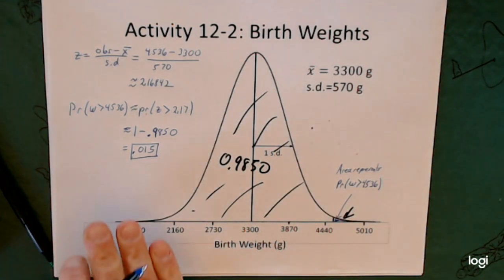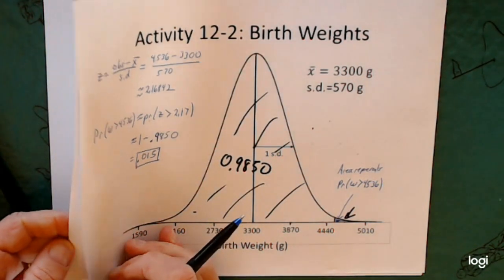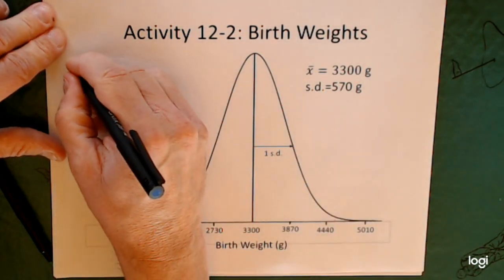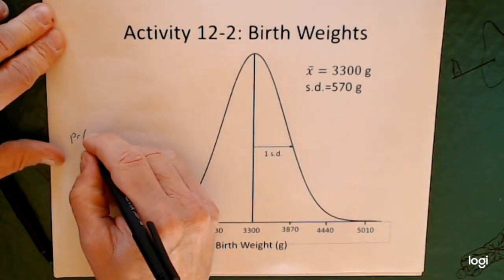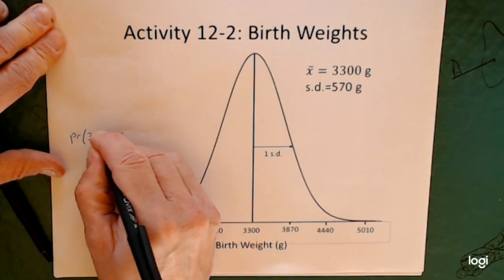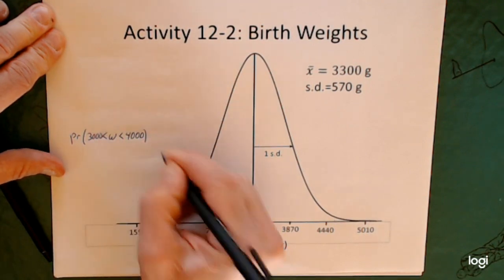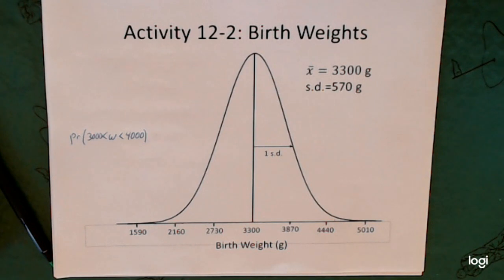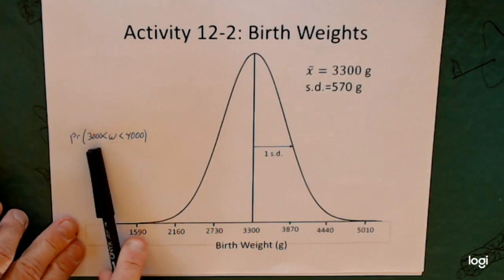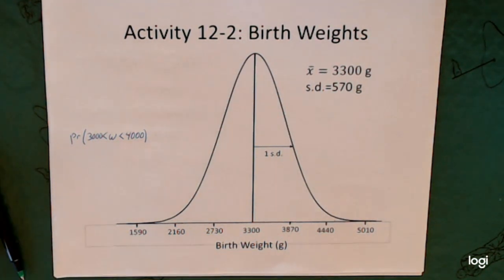All right, so on to one more. We want to find the probability that a birth weight is between 3,000 and 4,000 grams, right? So that was our other question we wanted to pursue in this video. So there's our notation. I want to find the proportion of babies whose weight is between 3,000 and 4,000 grams, or alternatively, that's saying that if you choose a baby at random, what's the probability that that baby will be between 3,000 and 4,000 grams?